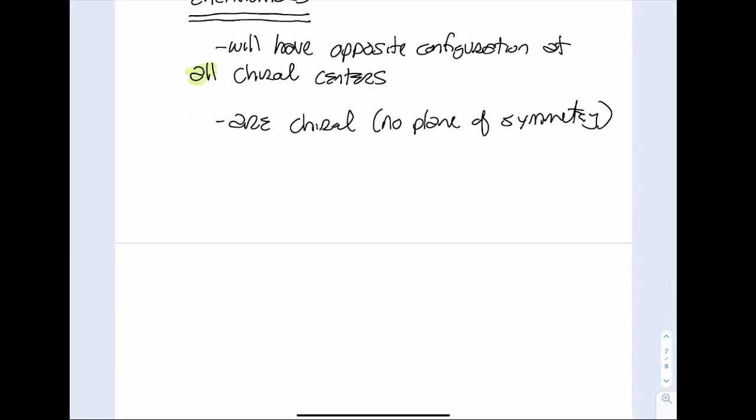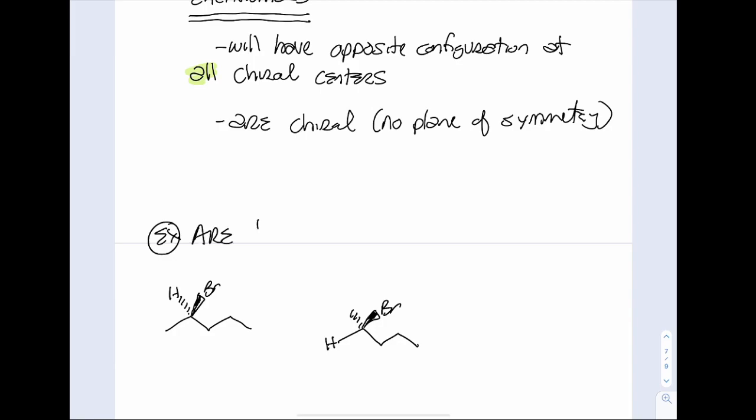So if I was to draw, and I'm just drawing these randomly, we're going to have to figure out if they're enantiomers or not by assigning configuration. So I'm going to put a bromine and a hydrogen. And then I'm going to put the hydrogen here and the bromine and then my methyl group. So our question, are these enantiomers?